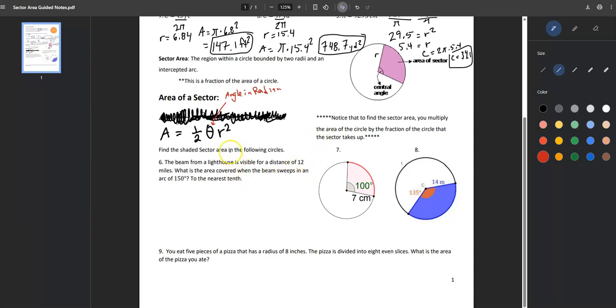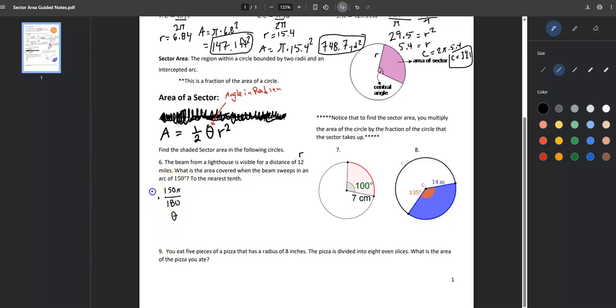Okay? So let's say we've got a beam from a lighthouse for a distance of 12 miles. So this is my radius. We want to know the area that's covered as the beam has an arc, that central angle, of 150. So the 150 goes in here, and the radius is 12. So I have to convert 150 by timesing it by pi and dividing by 180. That'll give me theta.